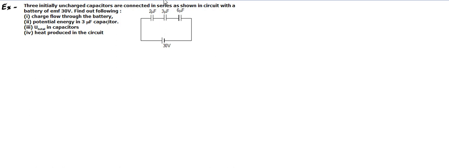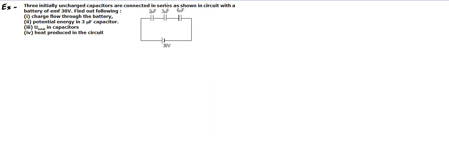Now let's try to understand the terms that have been used over here. It says 3 initially uncharged. Initially uncharged means these capacitors that have been connected have zero charge initially. That means initially there is no potential difference, right? So since they have initially zero charge, whatever charge is going to come on this will become the final charge. That means they will be charging from an initial zero value. So that's the important information.